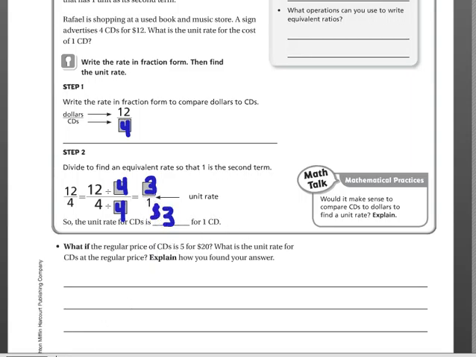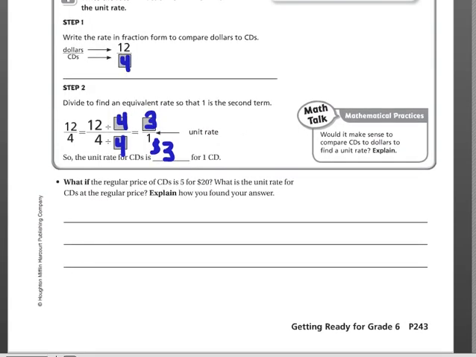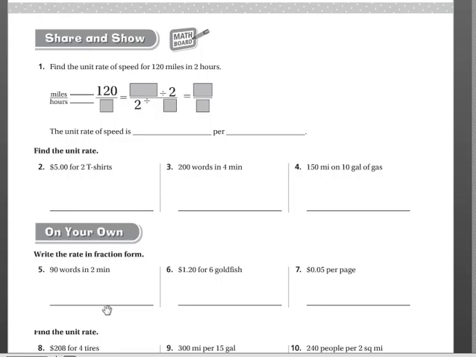Now we're going to practice this a couple more times, so it's okay if you didn't quite get it the first time. You can always rewatch the video, but we're going to practice this a little bit more so that we can get the hang of it. So let's look at this other one.